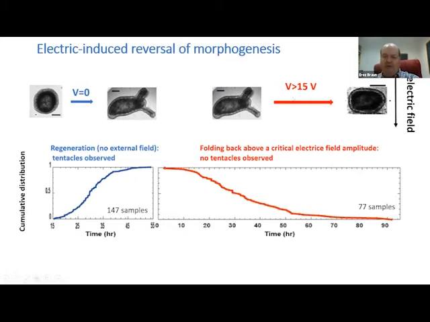The problem is that if you go with voltage too high, it can disintegrate the tissue, and this is irreversible. But if you do it carefully enough, you can get for every sample that it first develops and then folds back. This is just a cumulative distribution of many samples to show that given enough time and high enough voltage, you can fold any of these; you can reverse the morphogenesis process.